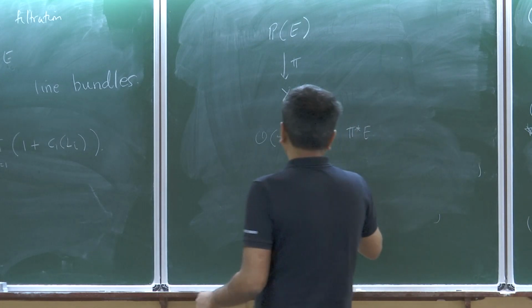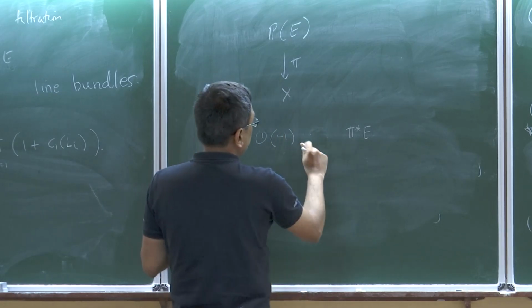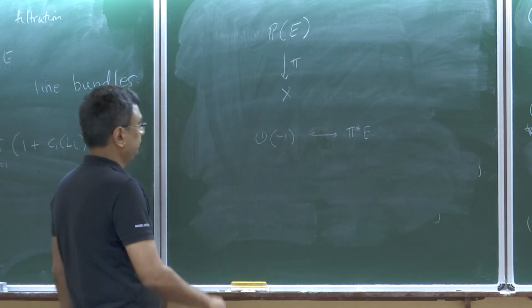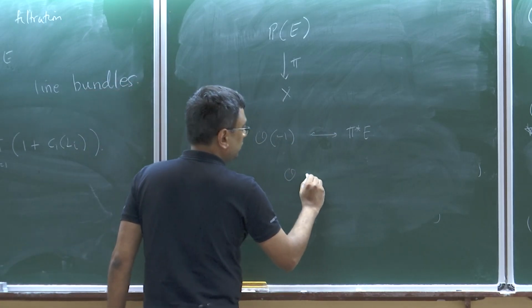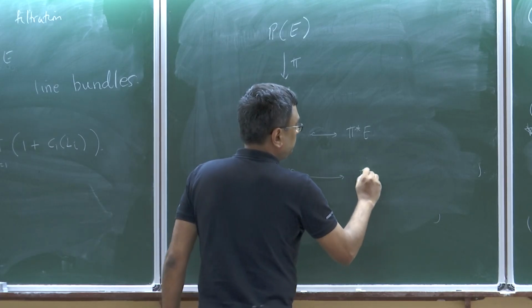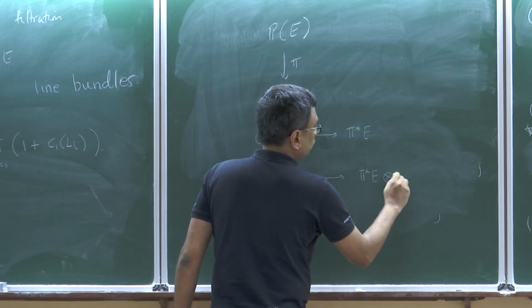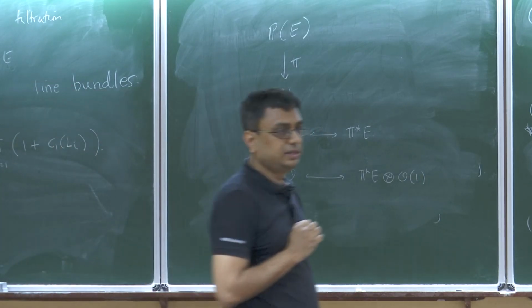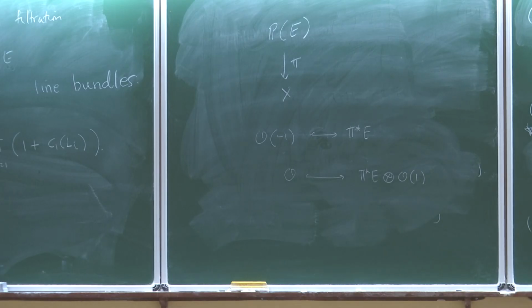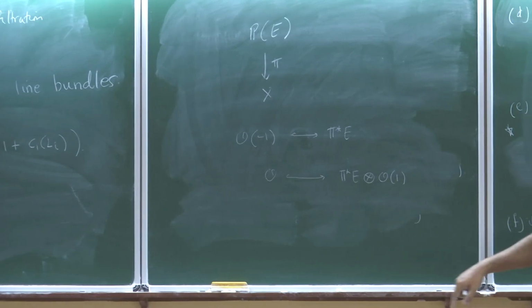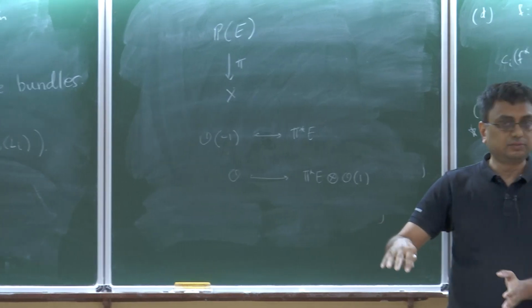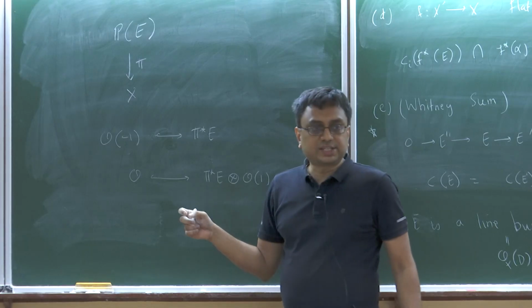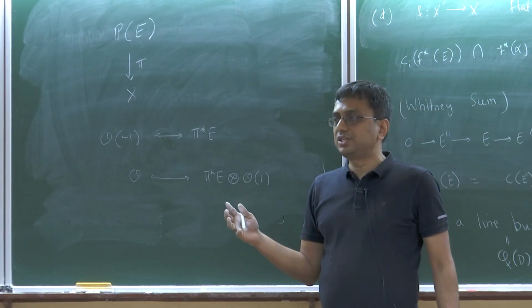Now what I can do is tensor. Let's say this is the inclusion. Now I tensor with O(1). So I get O sitting inside the pullback of E tensor O(1). I get the pullback of E tensor O(1), and I have O sitting as a sub. So there is a trivial line bundle which is a subbundle of this. Any map from O to a vector bundle gives a section. Why is this nowhere vanishing?